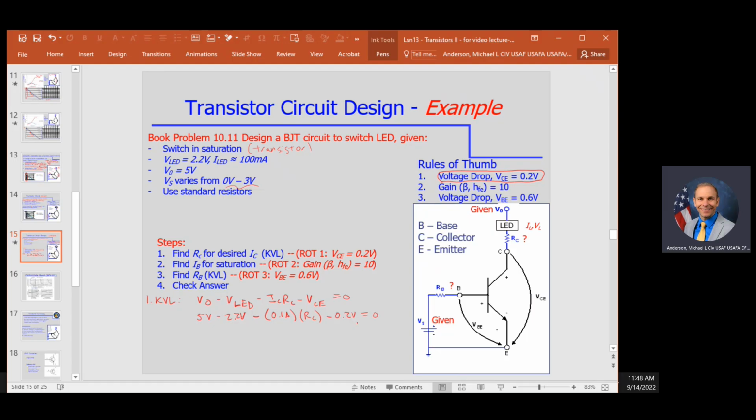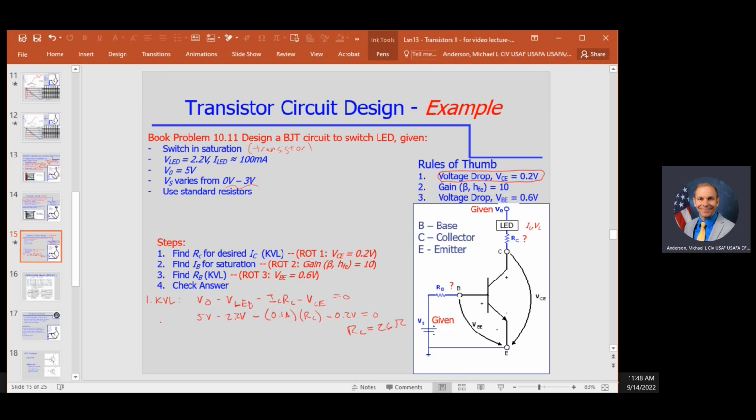Then we do some algebra and solve, and we get a desired collector resistor of 26 ohms. If you do the algebra, you'll see that.